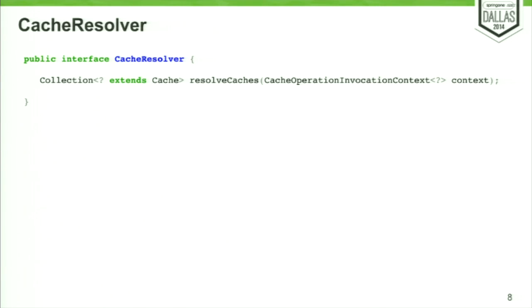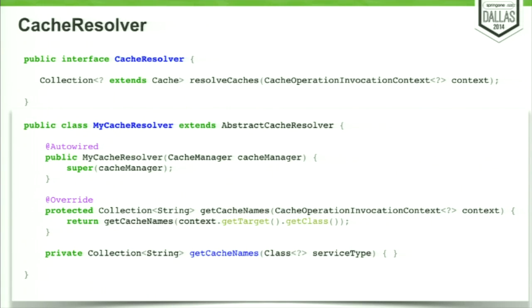To resolve the cache whenever you want. And also, a new feature that comes out of it is you can now resolve the cache you want to use per method invocation. So if we look at one typical implementation we could use for this cache resolver and illustrate a bit the cache operation invocation context here, it would be this.